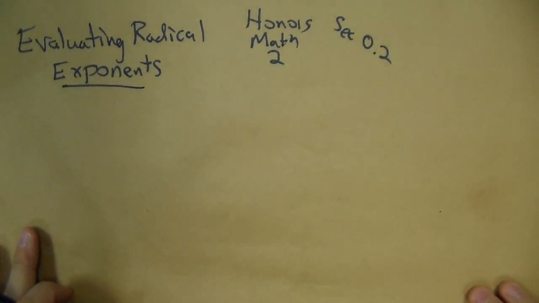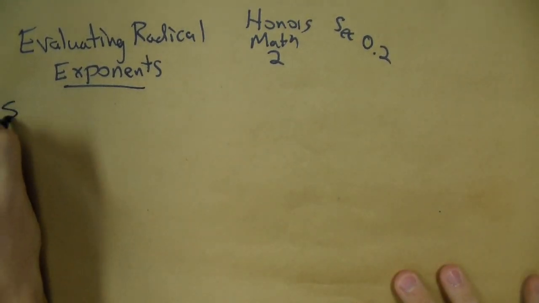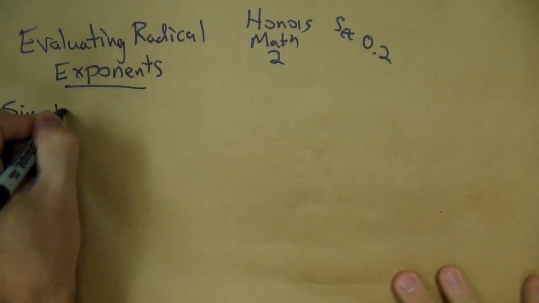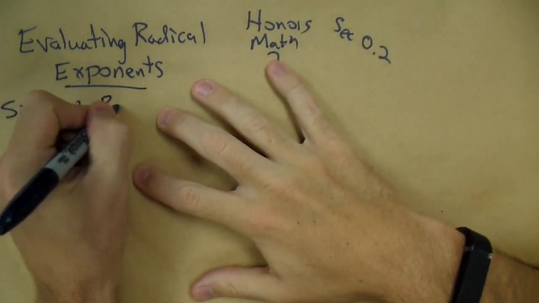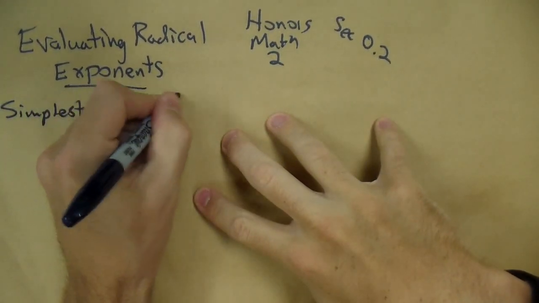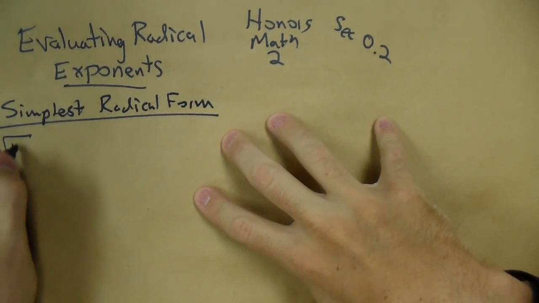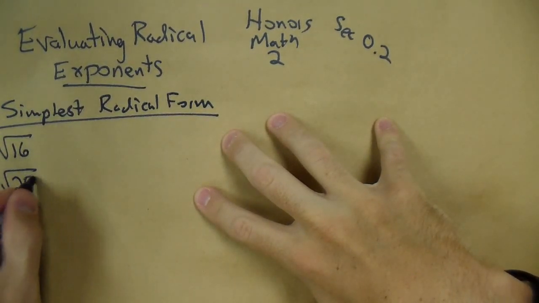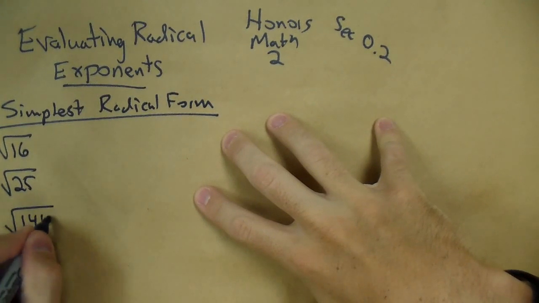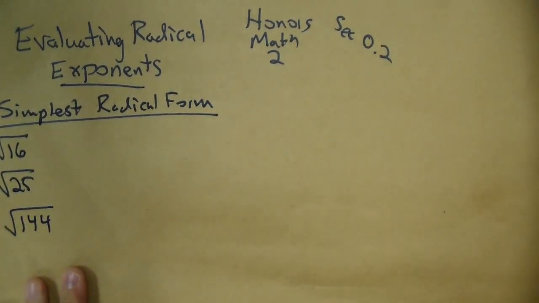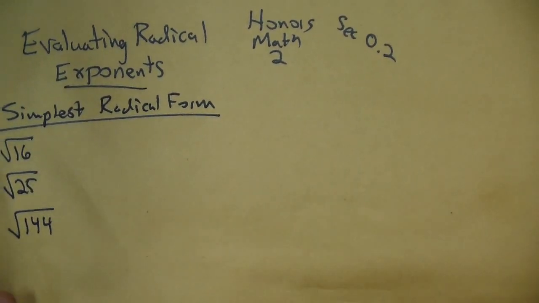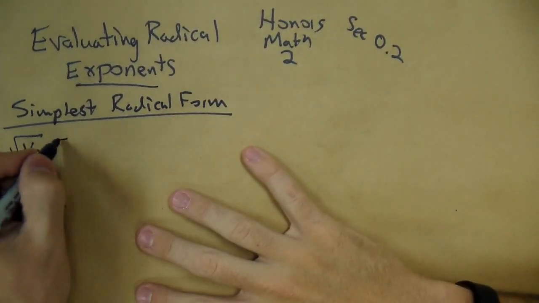When we look at evaluating radical exponents for Honors Math 2 Section 0.2, we really start to get the idea of simplest radical form. And you have seen in the past your basic square roots, like the square root of 16, square root of 25, square root of 144, and you've simplified them because they were perfect squares. They just became what their square root was.